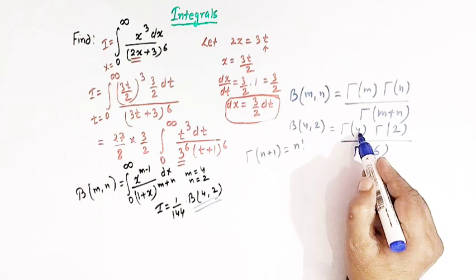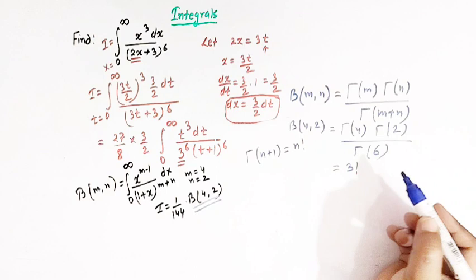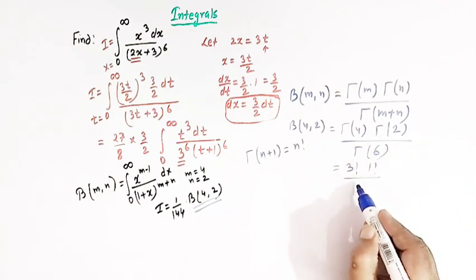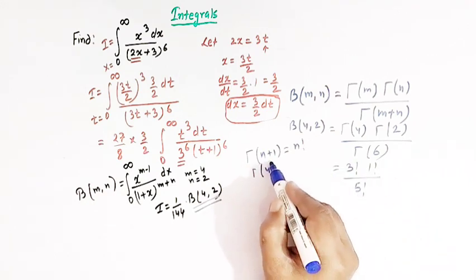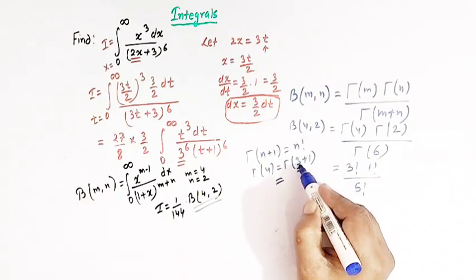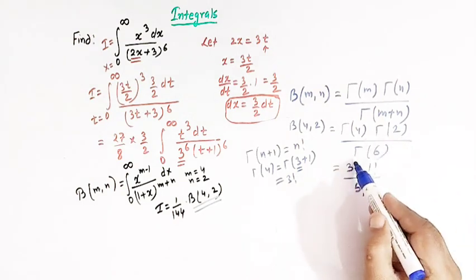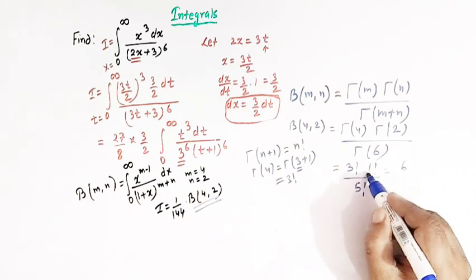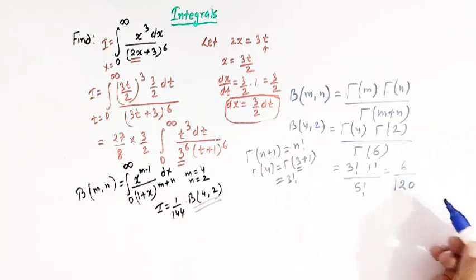So here we have gamma of 4, which can be written as 3 factorial. Gamma of 2 can be written as 1 factorial. Gamma of 6 can be written as 5 factorial. See, gamma of 4 can be written as gamma of 3 plus 1, so here n is 3 and we have 3 factorial. Likewise, we have gamma of 2 and gamma of 6. So 3 factorial is simply 6, 1 factorial is 1, and 5 factorial is 120.